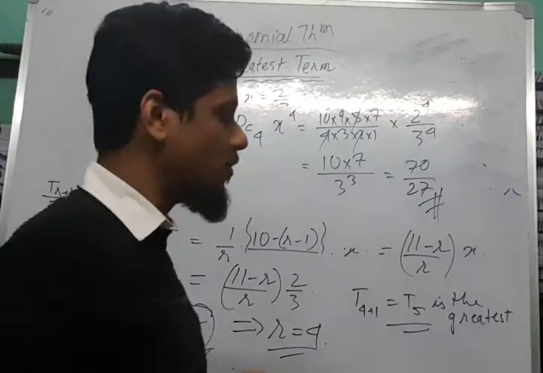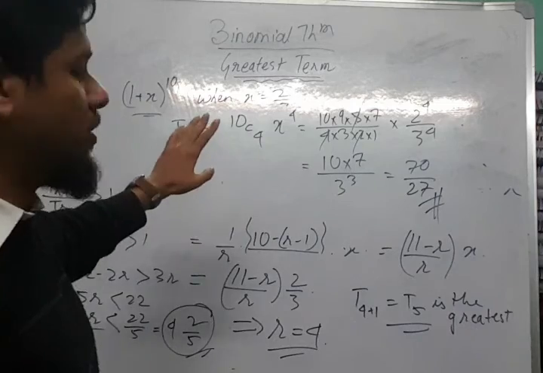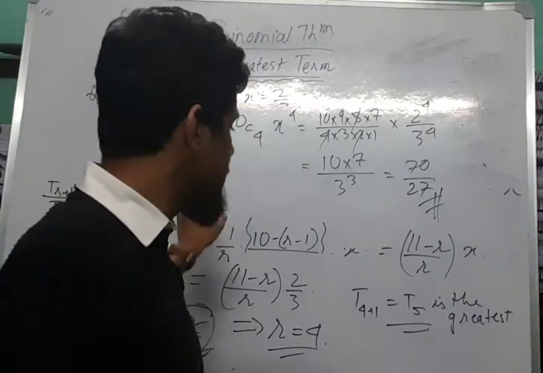So this is how you solve greatest term related problems on the binomial theorem. So this is the way.